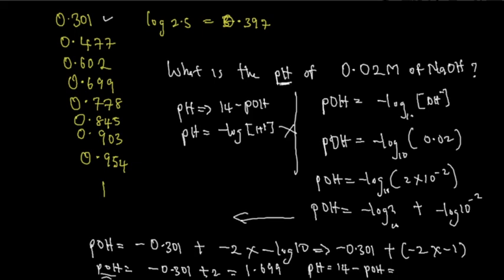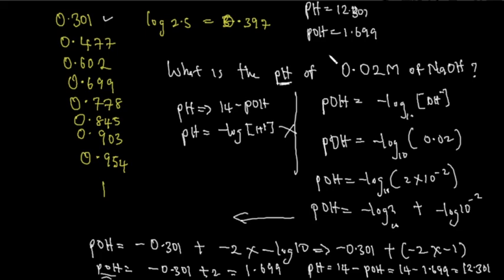Can you see this part of the board? Okay, so 14 minus pOH. And what's that going to give us? 14 minus 1.699. And that's going to be like 12.3. Exactly. So if the pH is 12.301, is it alkaline or acidic? Exactly. The pOH is 1.699. Is it alkaline or acidic?